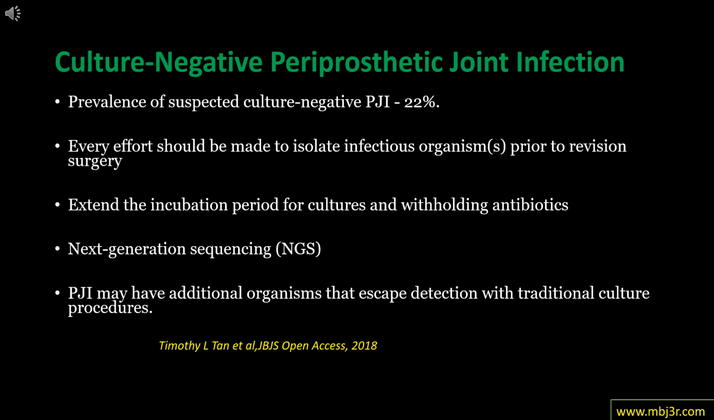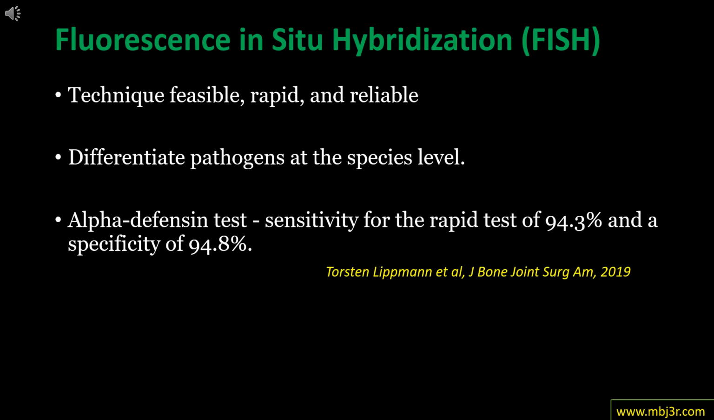Next generation sequencing techniques may also be useful in cases of culture negative joint infections. NGS has also revealed that some cases of apparently monomicrobial PJI have additional organisms that escape detection with traditional culture procedures. Fluorescence in situ hybridization for the diagnosis of periprosthetic joint infection.